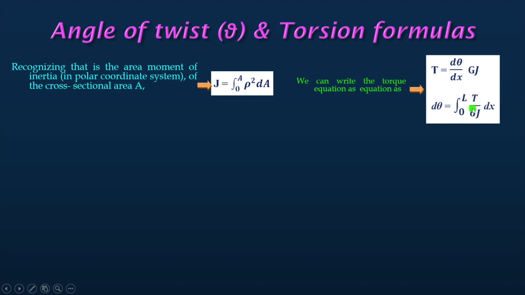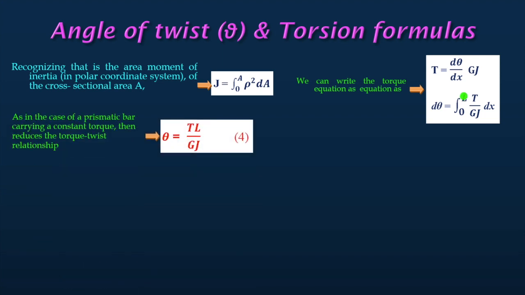And we know that the limit of this dx varies from 0 to L. The total length of the strip is L. So hence the total angular twist of the entire length, with torque T, integration of this is equal to TL by GJ. This is a very important equation to find out the angle of twist.